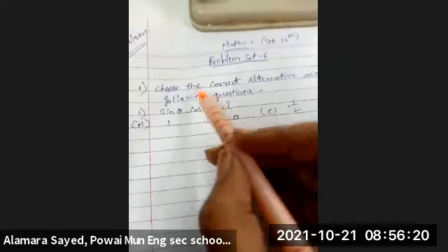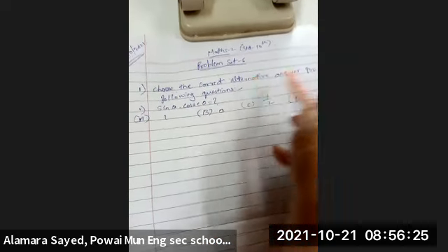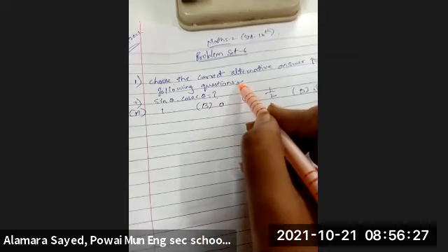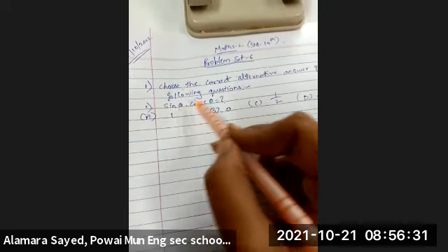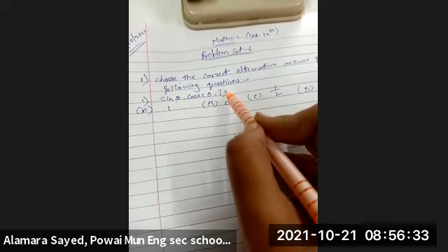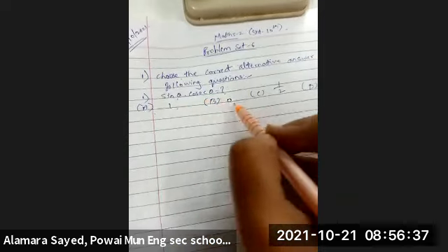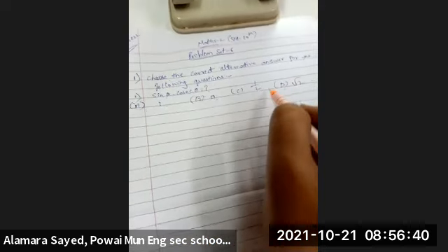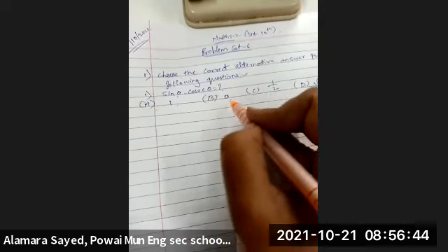So the first question is, choose the correct alternative answer for the following questions. First question: sin theta into cosec theta is equal to what? The options are A: 1, B: 0, C: 1 upon 2, D: root 2. From these four options you have to select the proper option.